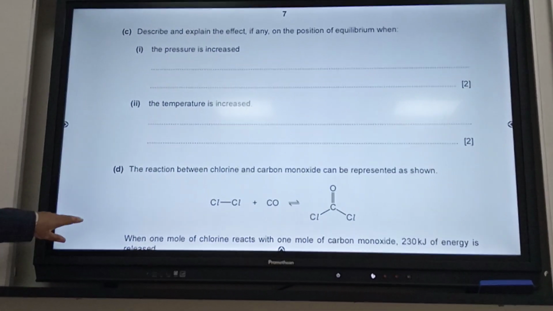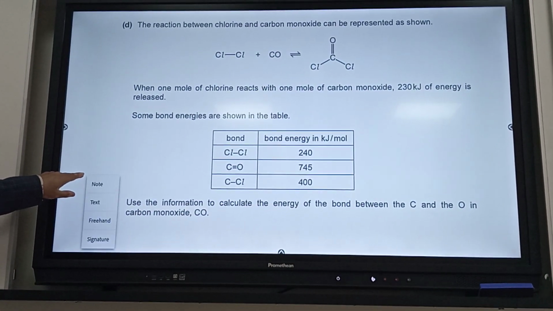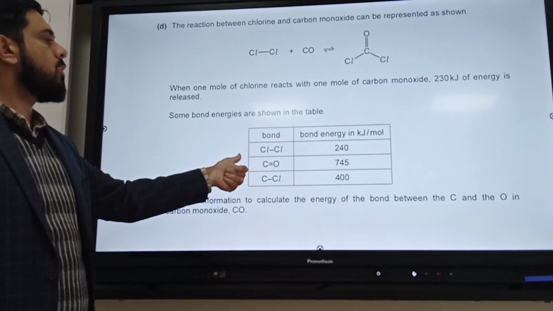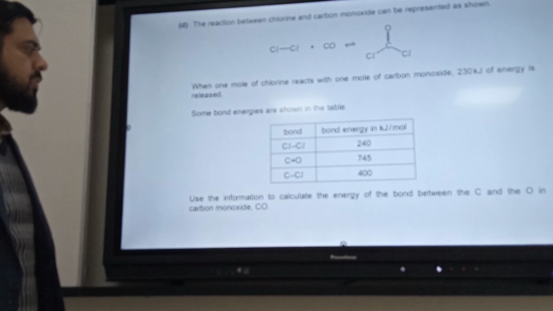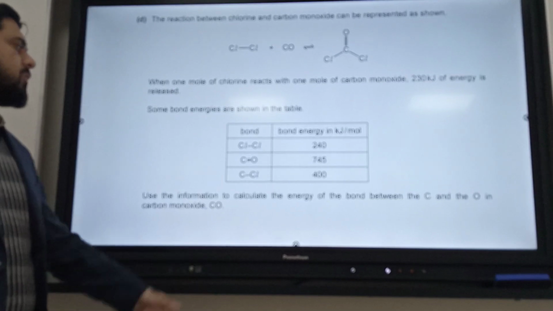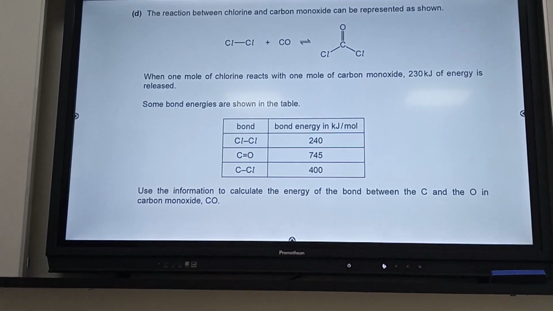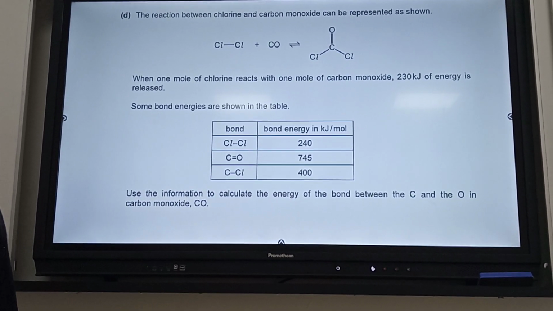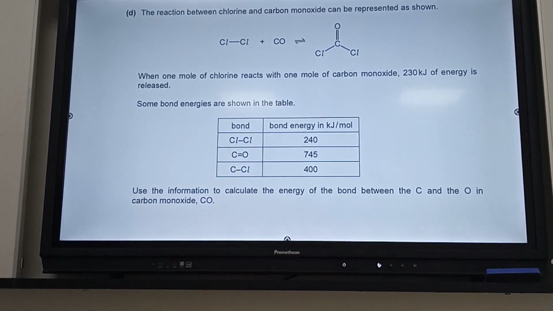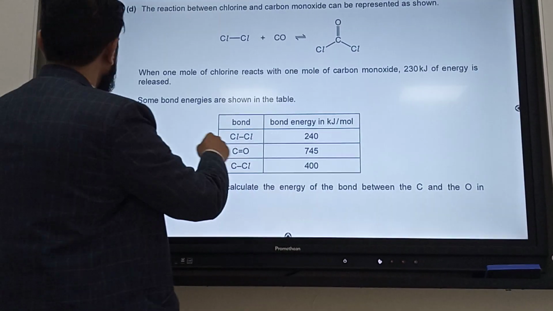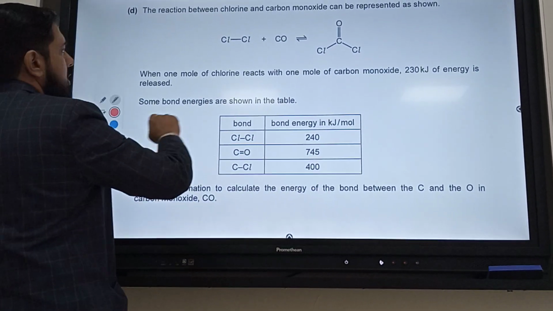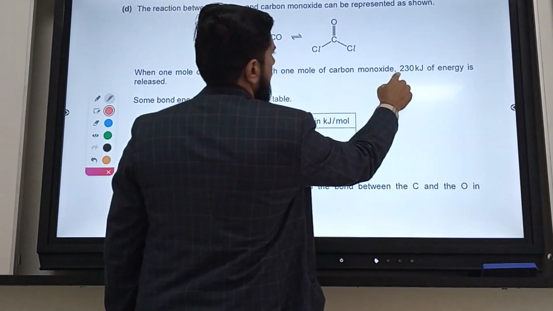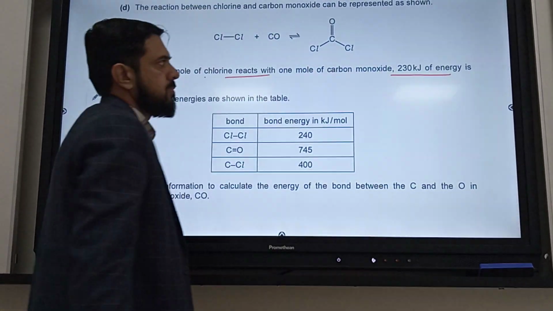Next, again the reaction is given, and you have to keep that in mind. What type of bonds we have, and then he says use the information to calculate the energy of the bond between carbon and oxygen in carbon monoxide. Furthermore, you have to learn what information is already given. He says that the reactants react and this energy is released.